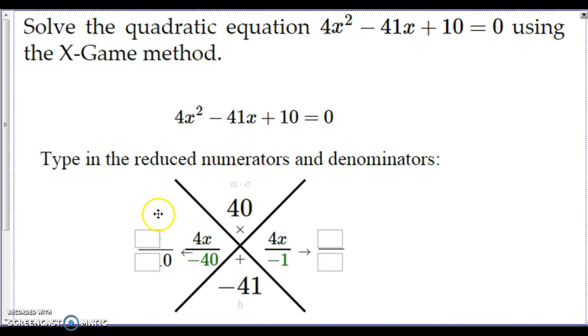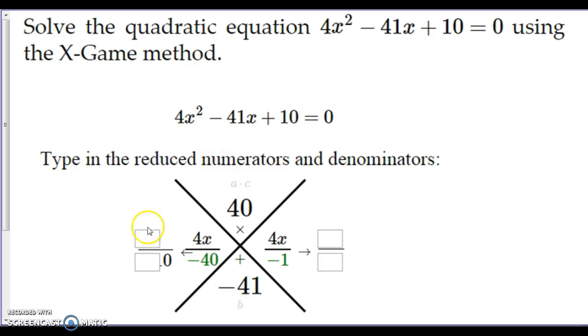So on this side we have 4 divided by 40. That should simplify to 1 over 10, or 1 over negative 10, and we need that x to be in the numerator. And the only difference here is that the top number and the bottom number don't have any greatest common factors, so it should be just exactly the same.